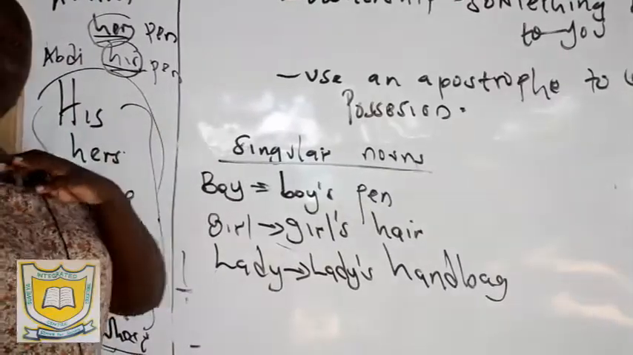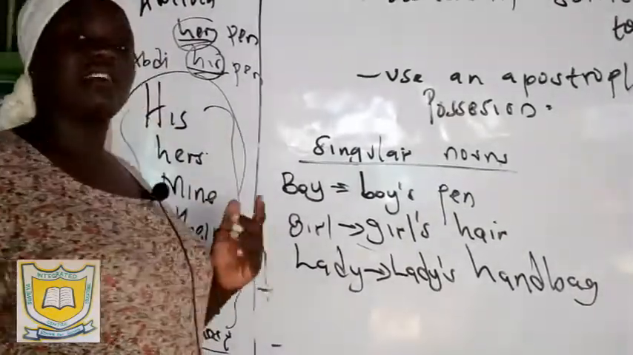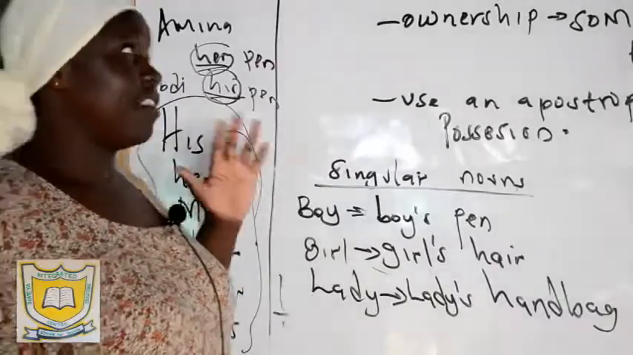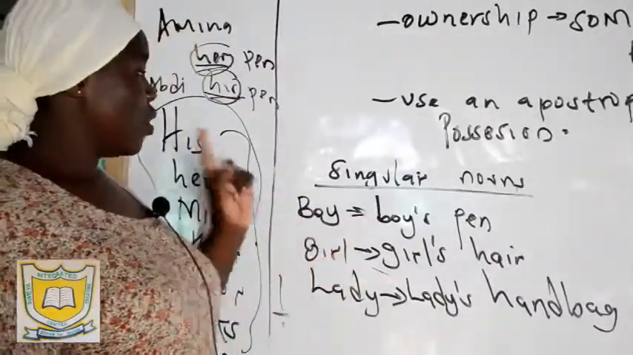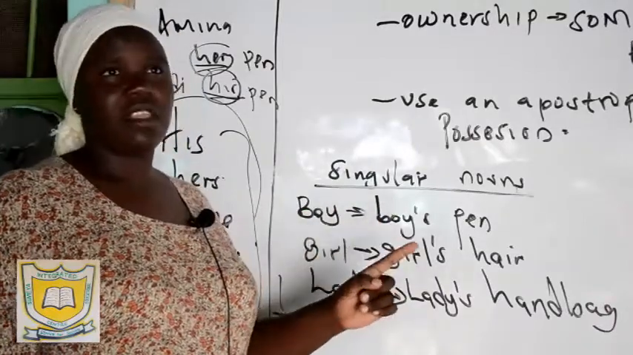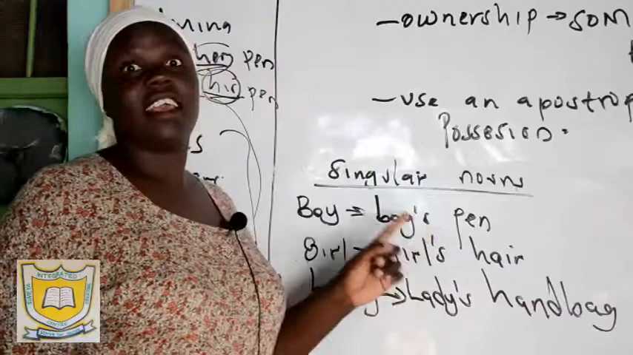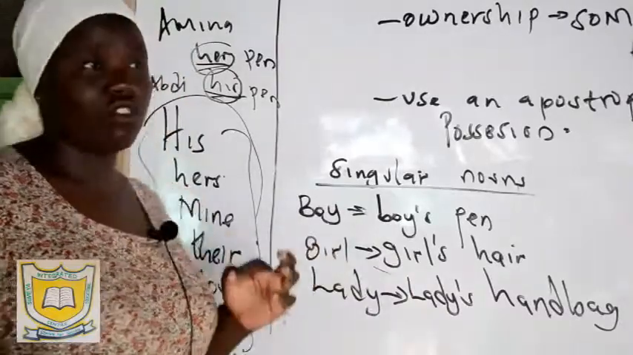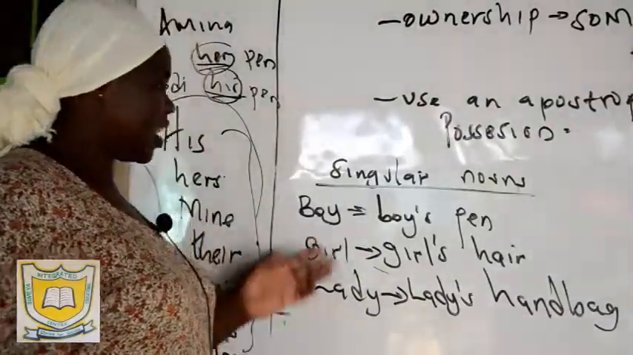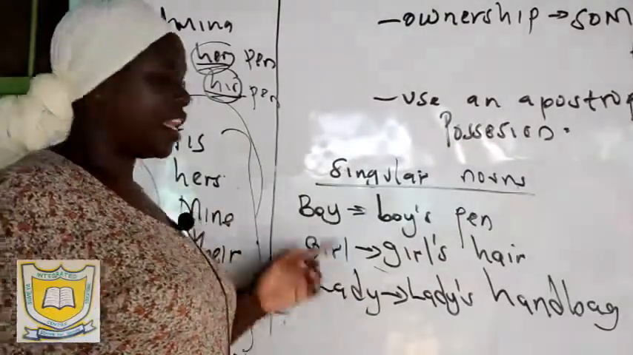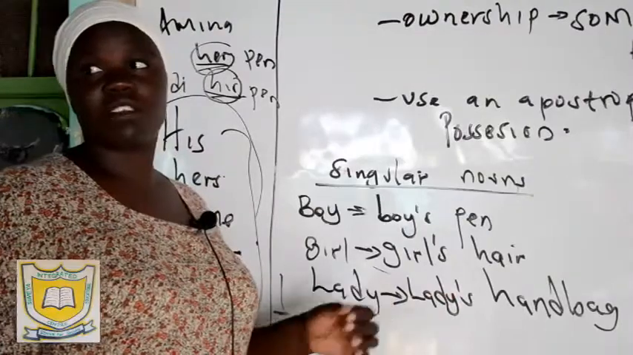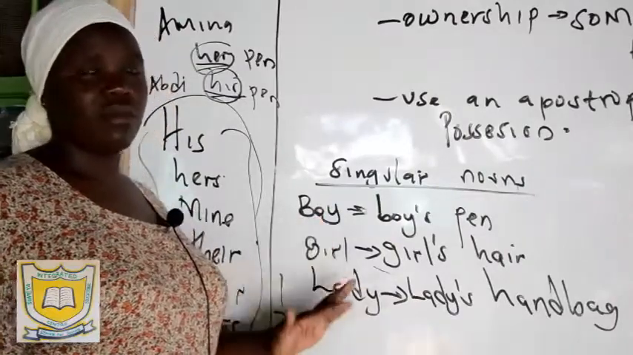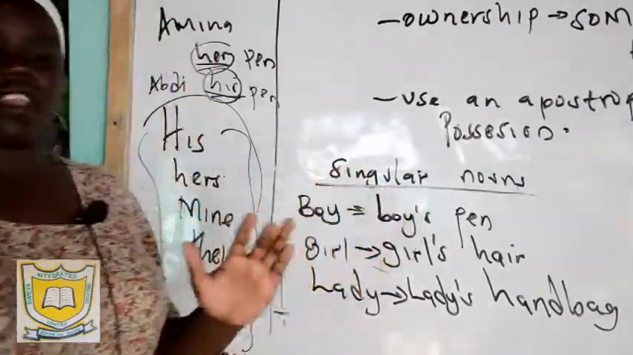This is singular nouns. If you want to possess a singular noun, you simply add an apostrophe and then an S to show possession, to replace possessive pronouns. If I have a boy, I'm going to say the boy's pen. I have girl's hair, the hair belongs to the girl. Lady's handbag, the handbag belongs to the lady. If you find a singular noun and you want to show possession by use of an apostrophe, simply add an apostrophe and then an S.